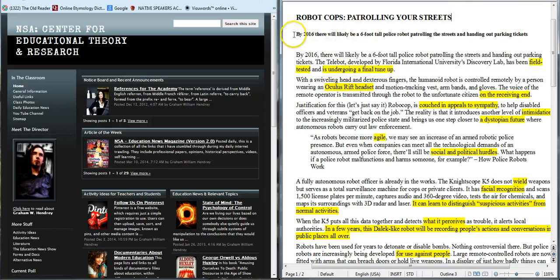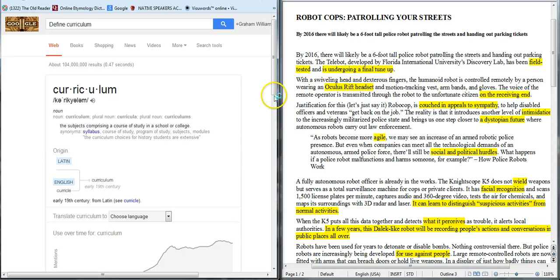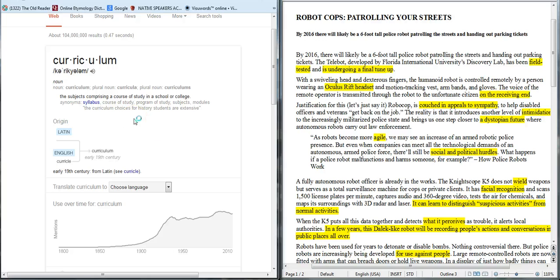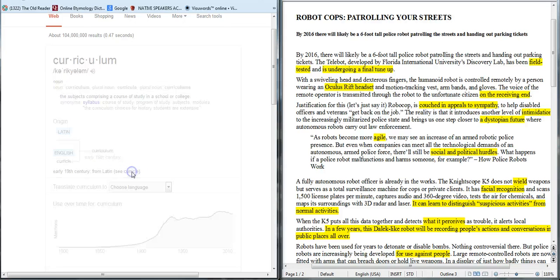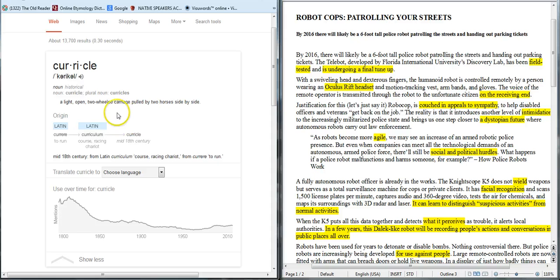If you are checking out the vocabulary, I recommend you use define followed by the word on a Google search engine. That will bring up the basic word here. You can see curriculum, the subjects comprising a course of study in a school or college in modern English. We can then have a look at the word origins. You can see its use in English is an extension of its original use in Latin, curriculae, and if we click on that, we can see that was a carriage pulled by two horses. Interesting. And curriculum, in its original historical context, was a course for a racing chariot, a course which ran in a circle.